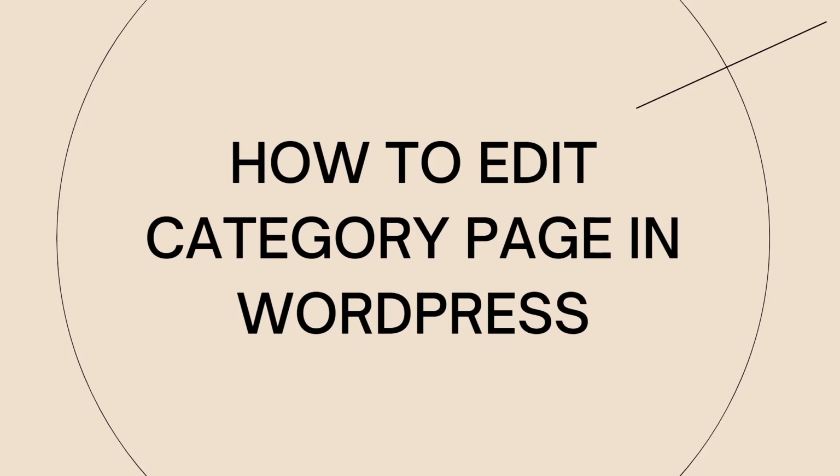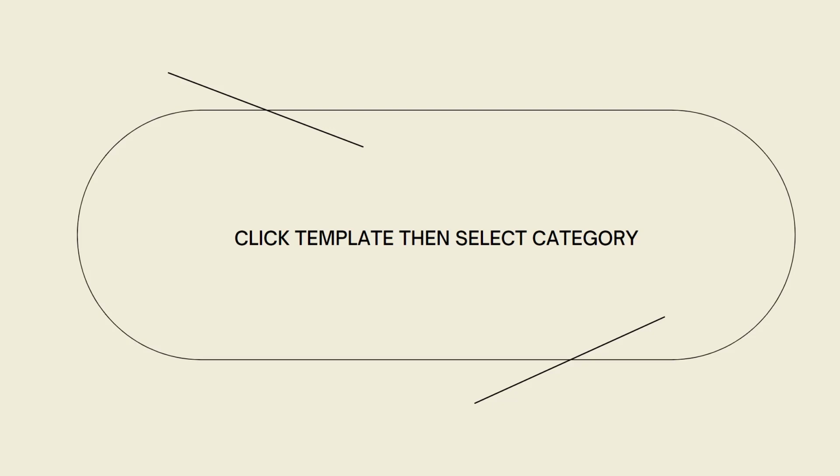So after you've done that, what you need to do is to just go ahead and sign in your WordPress account. After that, just go ahead and click on the template section at the left side of your screen, then select category. So once you've clicked on the category, you should see the list of categories that you have on your WordPress account. Then just go ahead and select the category that you want to edit.